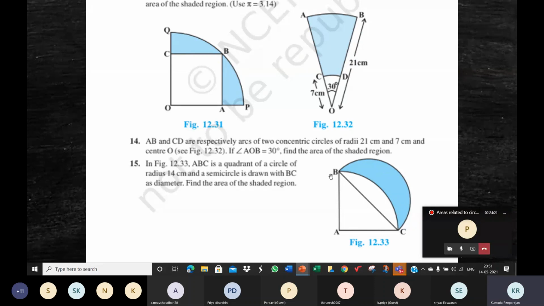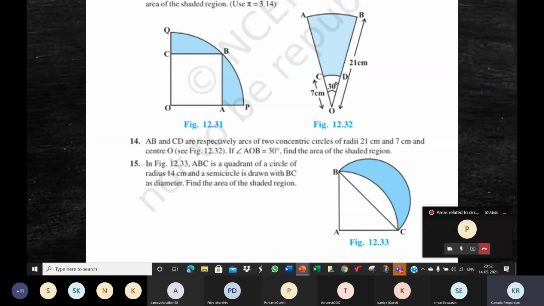Or like Arnav said, area of the semicircle minus the area of this segment, that's also right. Area of the semicircle minus the area of the segment will give you the area of the shaded region. Both the approaches are correct.